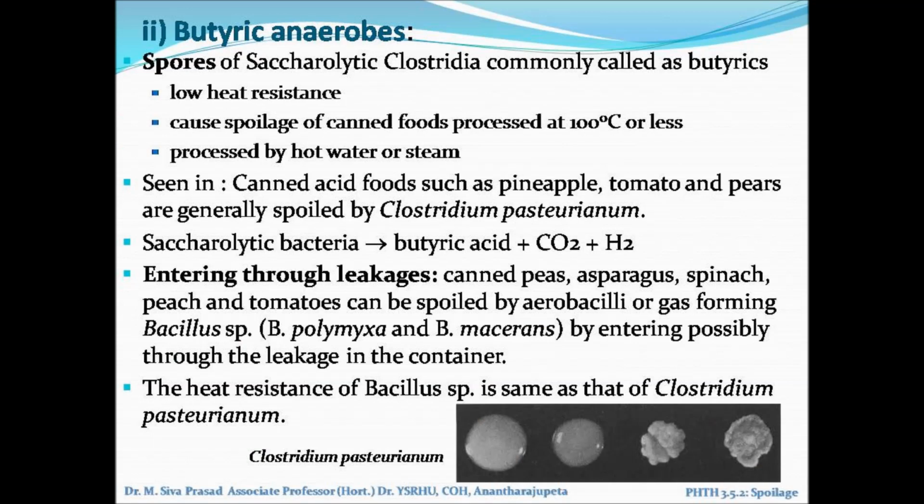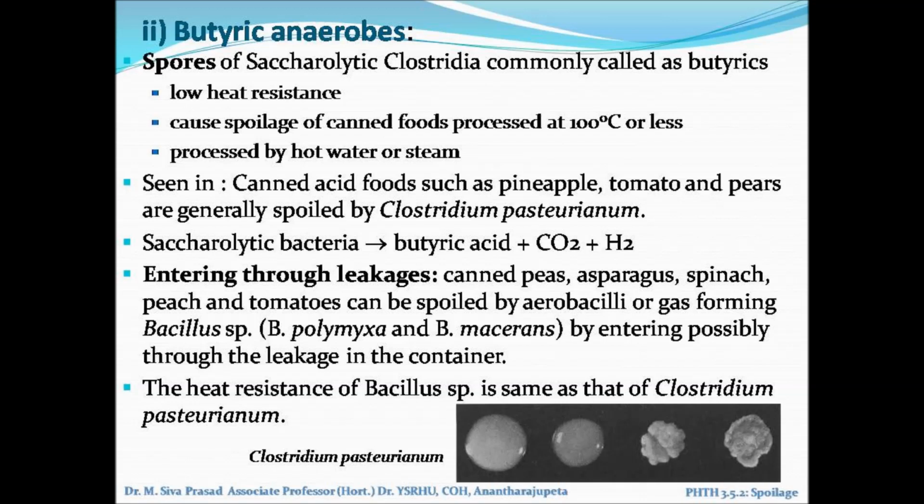Spoilage caused by butyric anaerobes. Butyric anaerobes are a group of bacteria which are commonly called butyrics. The spores of these saccharolytic clostridia are characterized by low heat resistance, so they are not as heat resistant as your putrefying anaerobes.